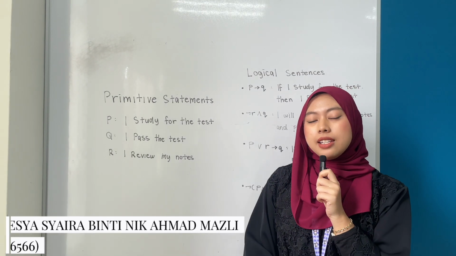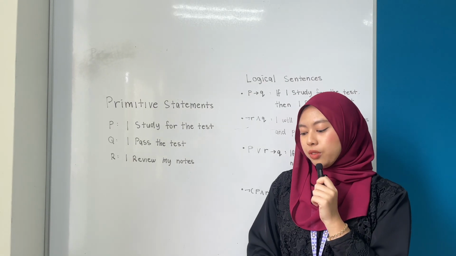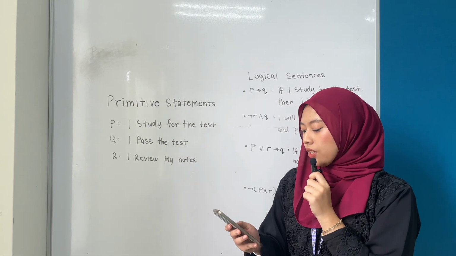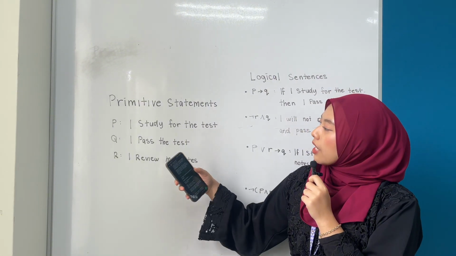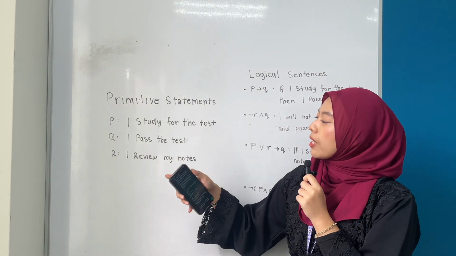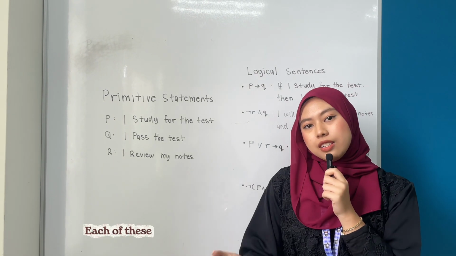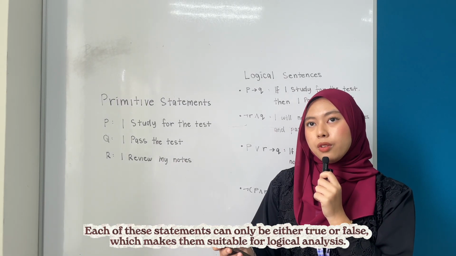Hello everyone, my name is Aisha Shaira, and today I will explain about logical connectives and truth tables using a simple real-life example about studying for a test. First, we define our primitive statements. We let P be I study for the test, Q be I pass the test, and lastly R, I review my notes. Each of these statements can only be either true or false, which makes them suitable for logical analysis.